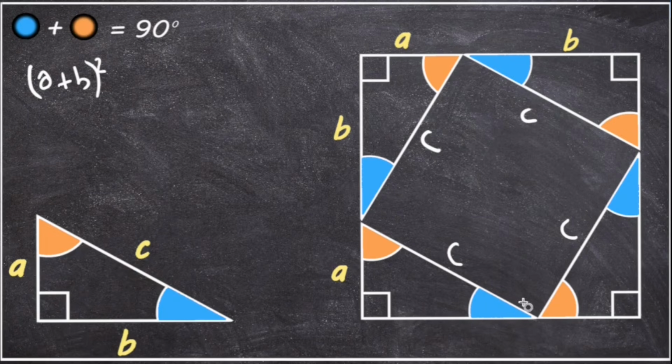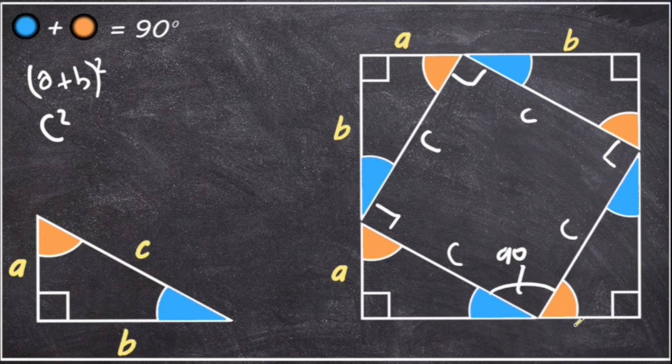The blue, orange and inner quadrilateral angles sit on a straight line, so the sum of the 3 angles must be 180 degrees. The value of the missing angle must be 180 minus blue and orange, which is 180 minus 90. So this angle's value must be 90 degrees. Each of the inner quadrilateral angles are in exactly the same situation, so all of them are 90 degrees, which makes this a square with sides C, so its area must be C squared.